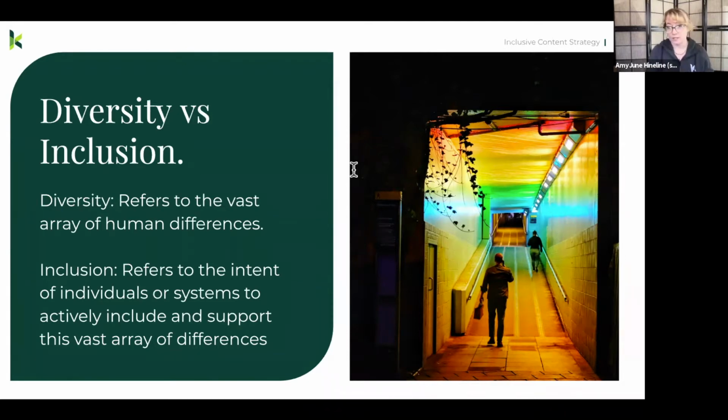Diversity is more focused on tracking things like characteristics and identities. It's meant for inviting people who have previously been excluded, on things like gender or tribe, caste, ability, orientation, age, any of those characteristics that people can be labeled with. It really refers to, and this is on the slide, the vast array of differences, where inclusion refers to the intent of the individuals or organizations and systems and agencies to actively include and support those differences.